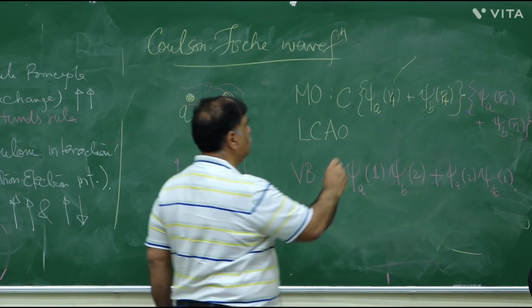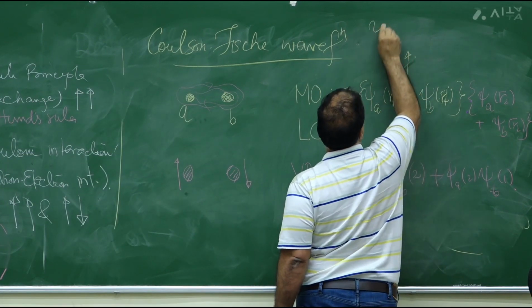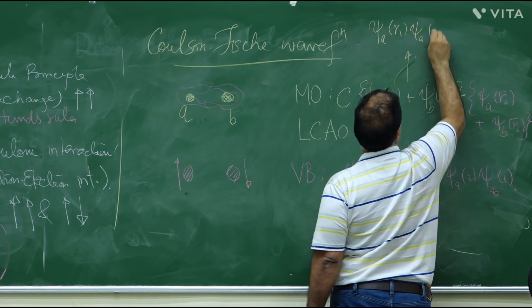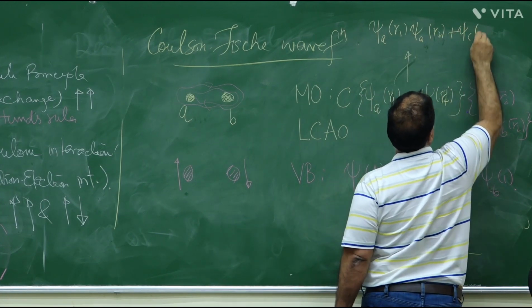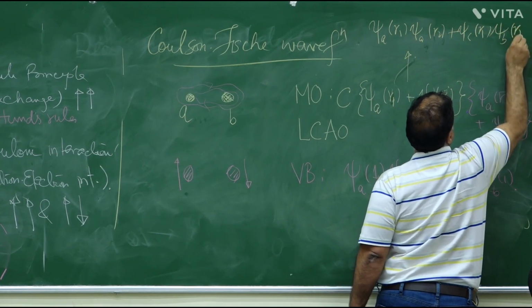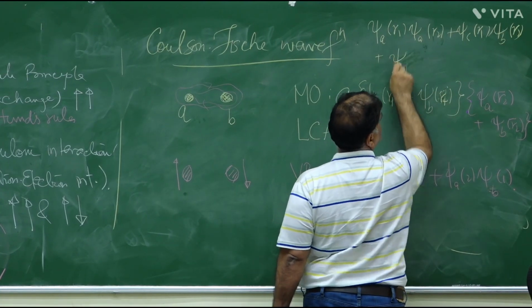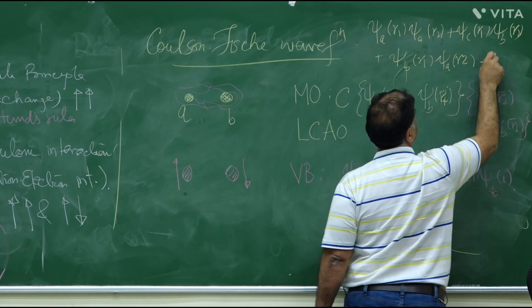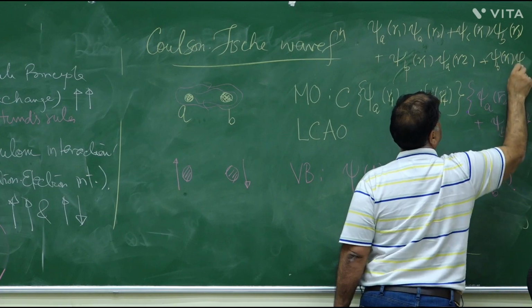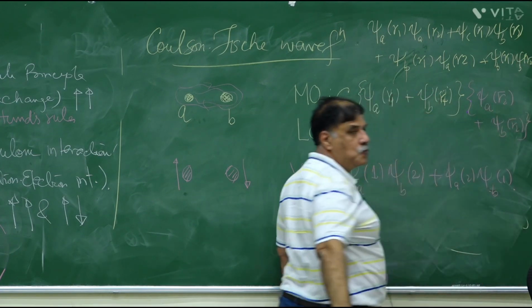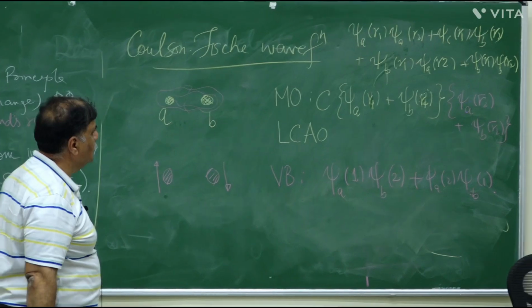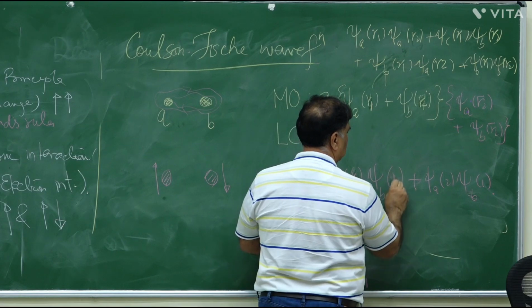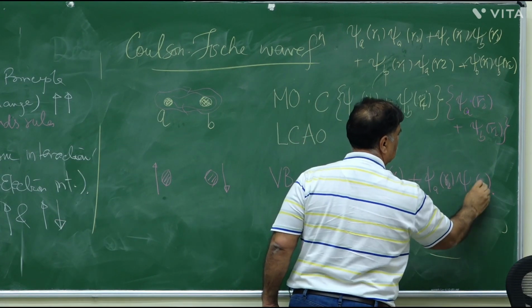If you look at this wave function, what does this give you? This gives you psi A(R1) psi A(R2), psi A(R1) psi B(R2), plus psi B(R1) psi A(R2), plus psi B(R1) psi B(R2). So this contains this, and this is also R1, R2, R2, R1.